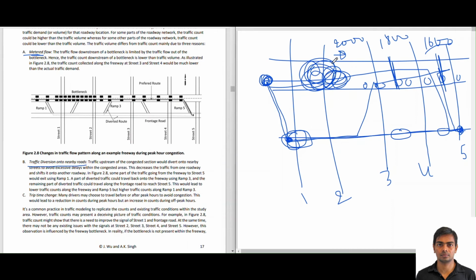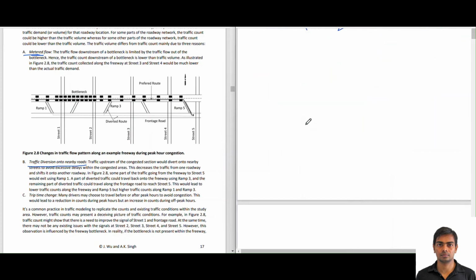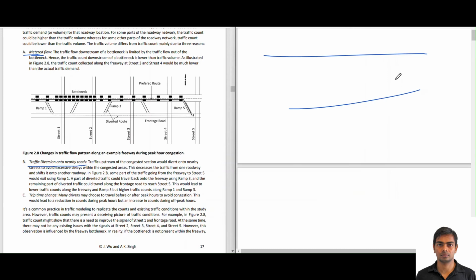The first one is bottleneck, where vehicles are just waiting but are not diverted somewhere else. So the first one is metered flow. For example, if there are no alternate routes, vehicles will be stuck. So let's say the demand is 3000 but there is a bottleneck, so some vehicles are stuck here, and the extra vehicles are just getting backed up.